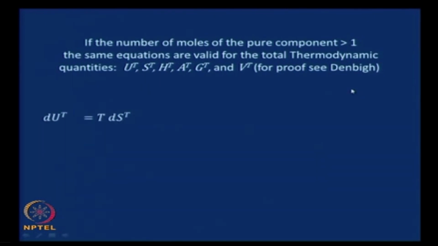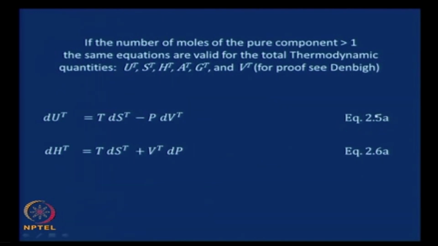dUT equals T dST. Remember that T is an intensive variable, its value will not depend on the amount of substance present, so it is going to be T dST minus P dVT. P is also an intensive variable. Let us call this equation 2.5a. dHT is T dST plus VT dP, equation 2.6a.